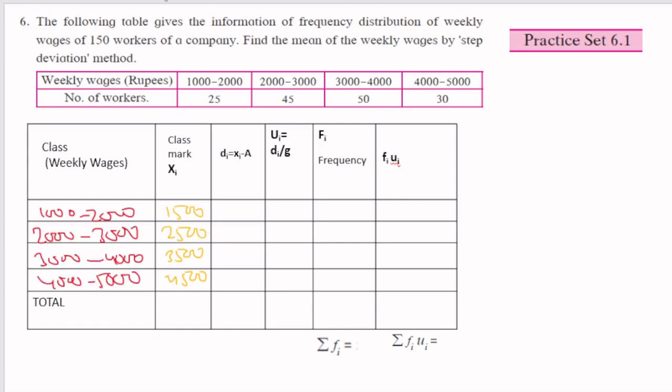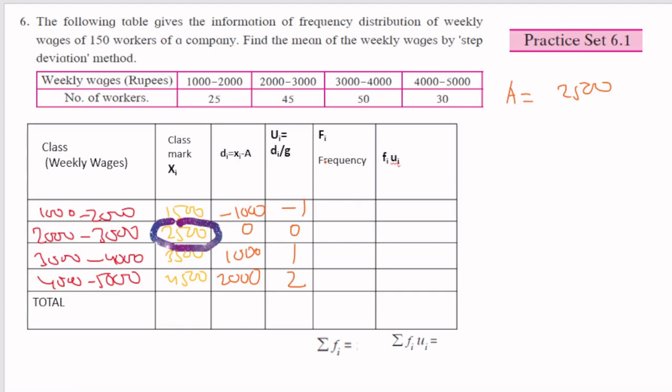Now find the assumed mean. In this case, we can choose 2500 as the assumed mean. Okay, let me write here to avoid confusion. Assumed mean is equal to 2500. Now subtract the assumed mean from each class mark. You will get your di. Here in this case your di will be minus 1000, 0, 1000, 2000. Right, now the greatest common divisor, you can see easily 1000 is the greatest one. So minus 1, 0, 1 and 2.